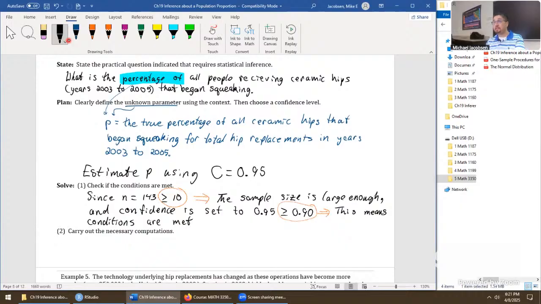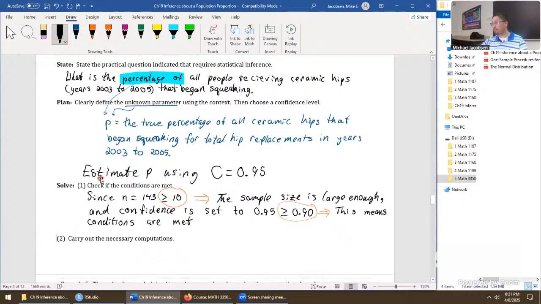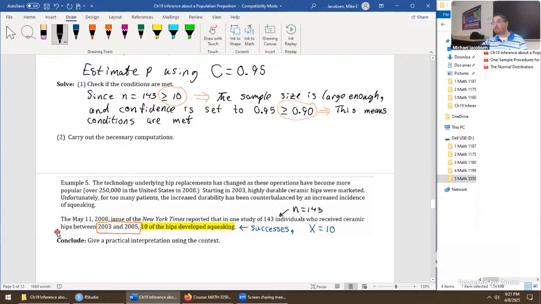The one thing, the most important thing that we would want to know about our conditions is still an unknown. Nowhere in this write-up did it mention anything about random data, so we should mention that as well. Conditions are met, provided these 143 observations were selected randomly. So condition checking is really pretty fast.